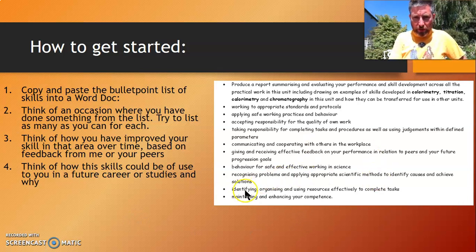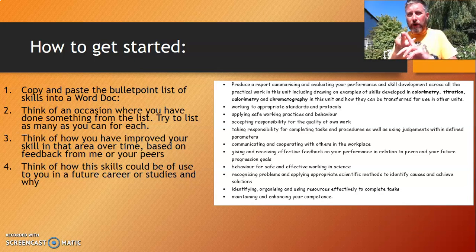You could talk about identifying, organising, using resources effectively. For example, if you become a research chemist later on, you need to be able to plan experiments, but also work out where to get the chemicals from. Stuff like that. So it's all about making sure that you can come up with as much of that as possible. For each bullet point, ideally, think of when you've done it, think of how you know you have done it, and more importantly, how you have improved it based on feedback.